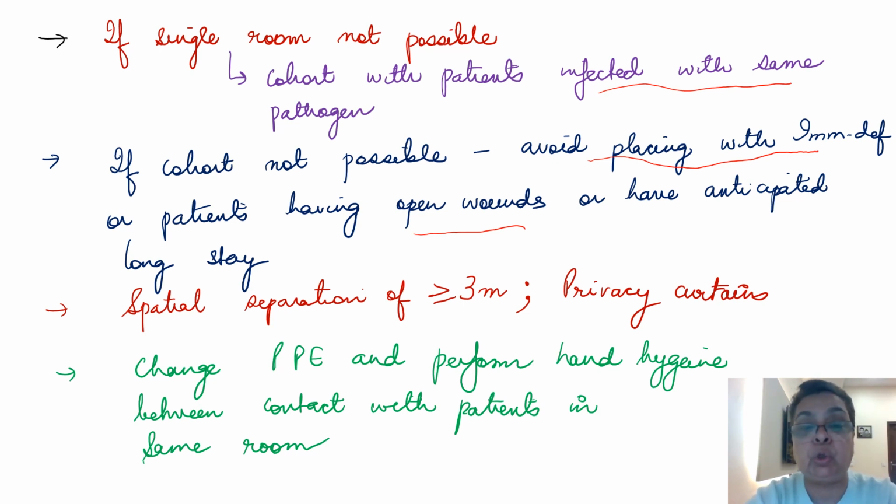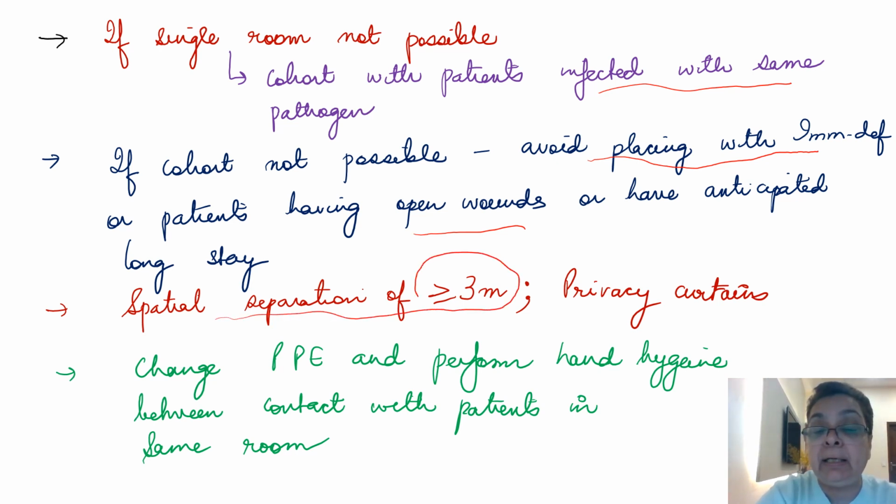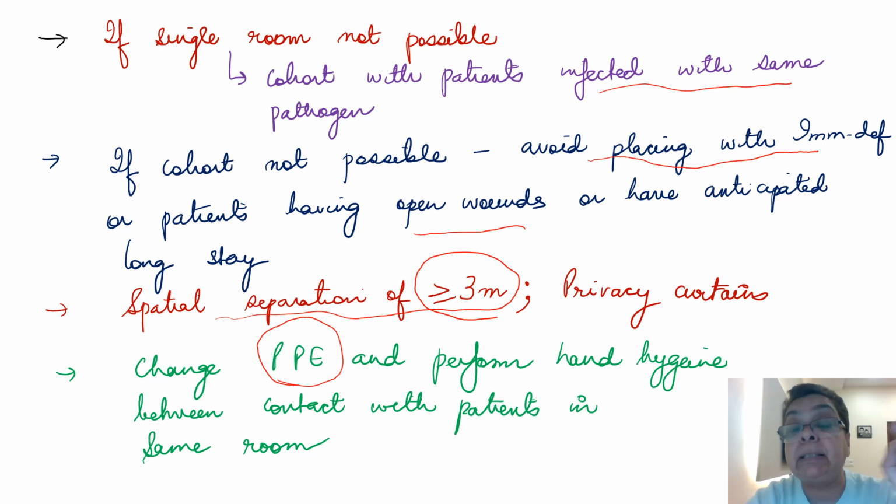Immunodeficient, open wounds, or anticipated long stays. Then in case you have put them in with more patients, in that case you're going to do a spatial separation of at least 3 meters and put privacy curtains between their beds, and change your personal protective equipment and perform hand hygiene between contact with the patients in the same room.